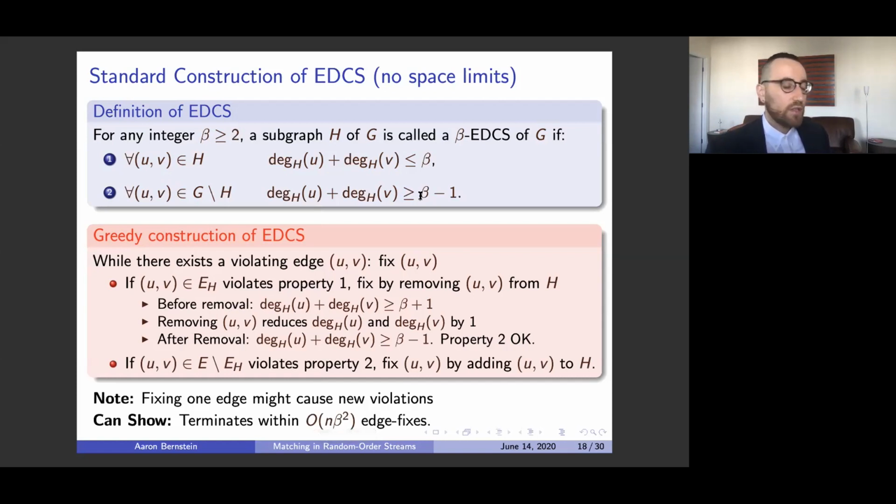So the only issue is that fixing one edge might cause new edge violations. So you might have to keep doing this for a while, but we can show that it always terminates. Within n beta squared edge fixes, you always terminate. And the intuition is basically this: every time you fix a violating edge, you're in some sense getting a little bit closer to a regular degree graph. And in fact, after n beta squared fixes, you're guaranteed to have precisely a regular degree graph, and then all edges are automatically satisfied. So that's why you can have at most n beta squared fixes.